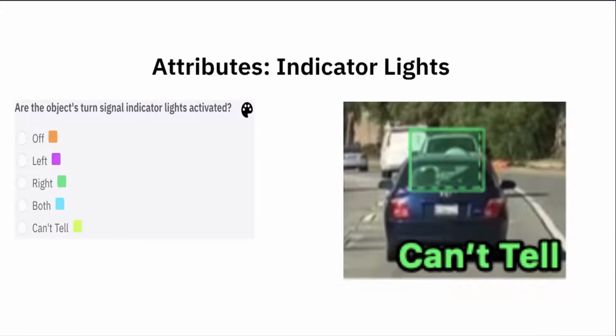In this example right here, we cannot clearly see the orange lights on the car in front of us. We don't know whether they're on or off because we can't even see the back of the vehicle due to occlusion. So in this case, we will put can't tell.